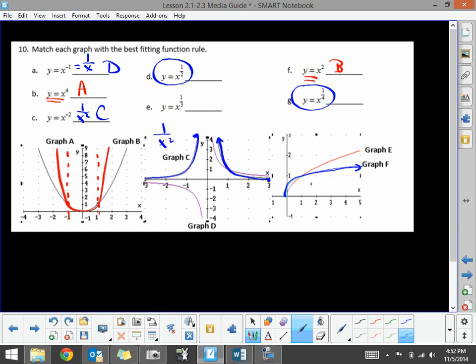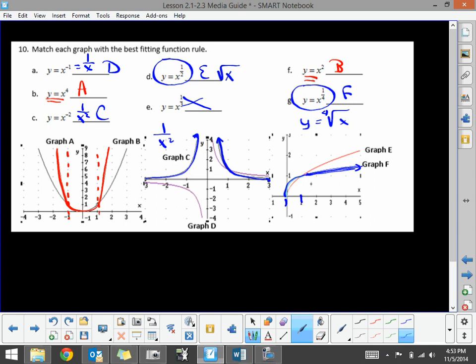But the steeper they got in between 0 and 1, the bigger the power, and the flatter they got outside of 1, the bigger the power. So that means graph F is your fourth root, and this could be written as the fourth root of x if you don't like the rational exponent, and this one could be written as x to the 1/2, the square root of x. That is graph E. This is the one that was not used.